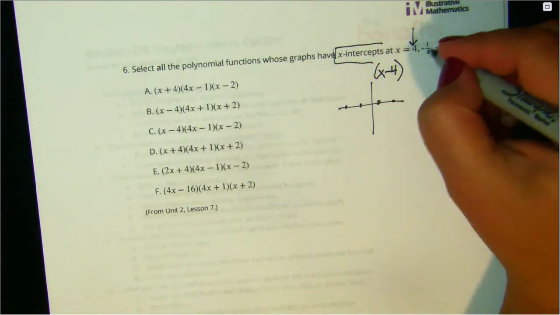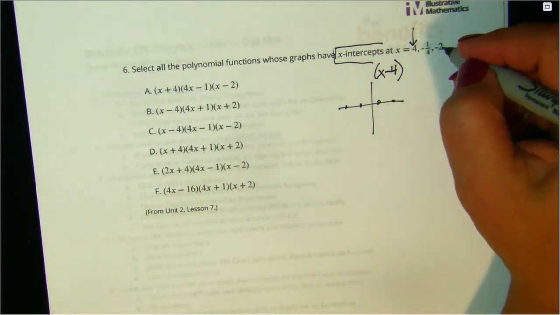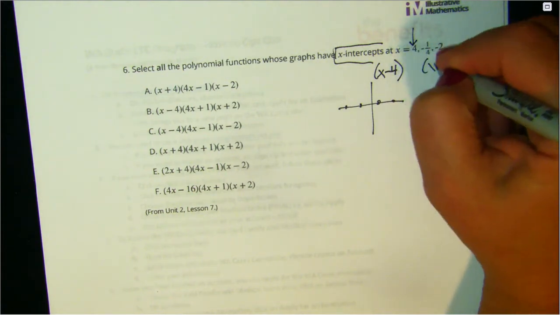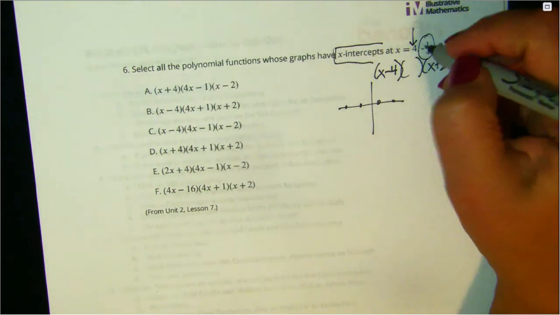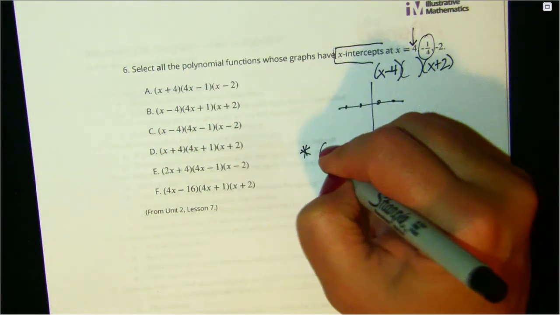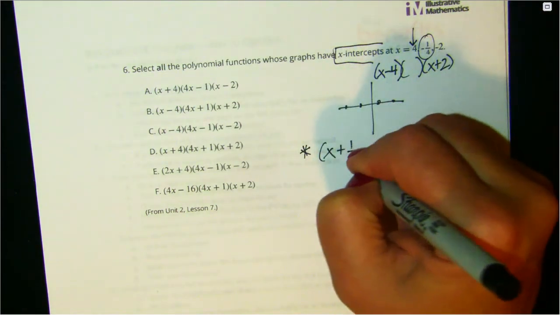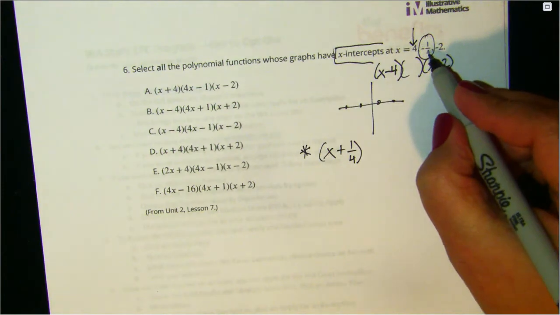I'm going to hold off on this one for a minute. If it says -2, then that must have been a +2. Now this one's a little tricky, right? So I'm going to do a little work over here. You are not going to see it written like this, right? I mean, it is going to be the opposite.